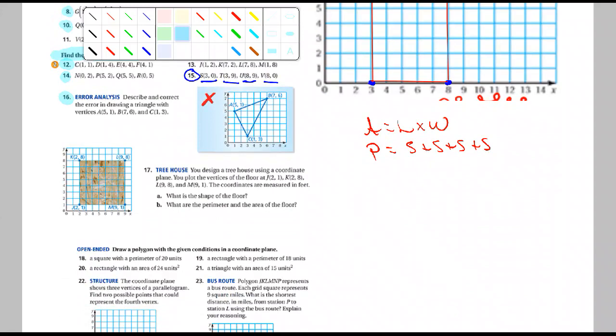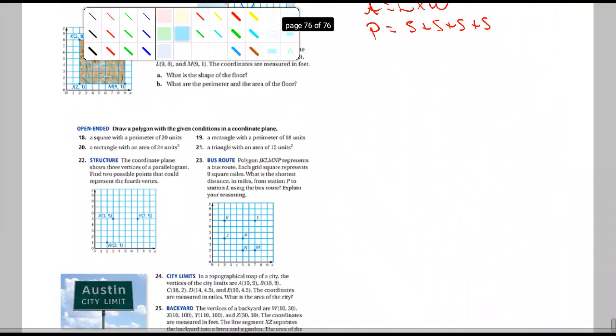So I'd like you to do number 16 also, and that's just describing and telling me what their error was. And I'd like you to do, it says draw a polygon with the given conditions in a coordinate plane. A square with a perimeter of 20 units. That would be a good one. A rectangle with an area of 24 units.